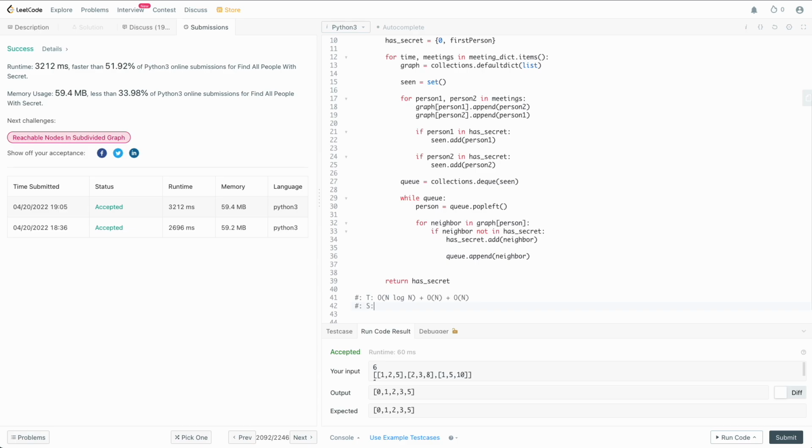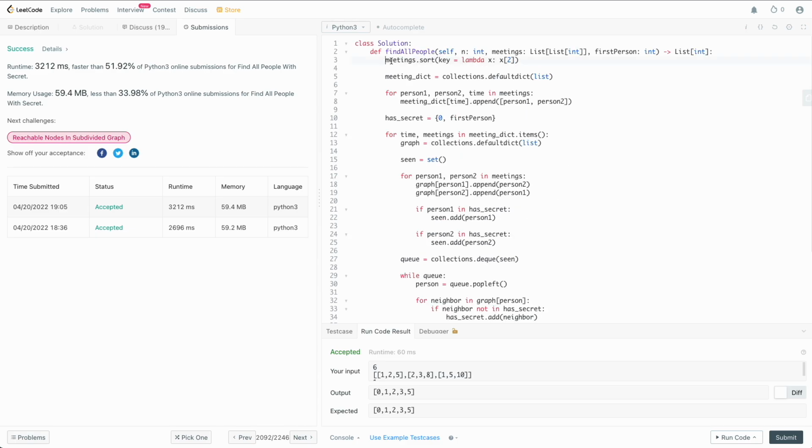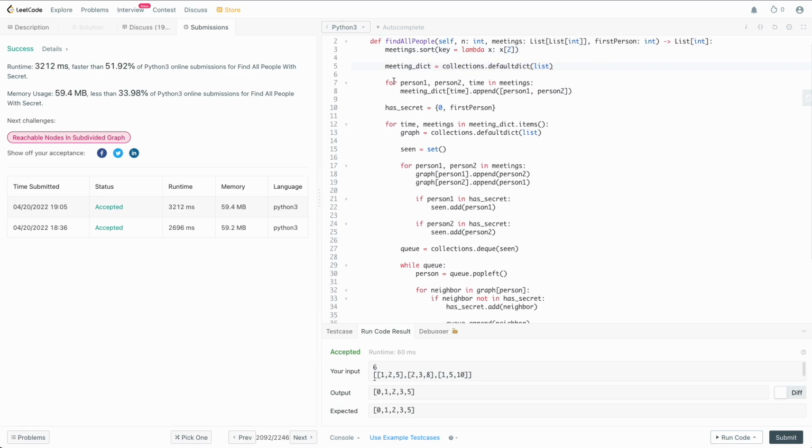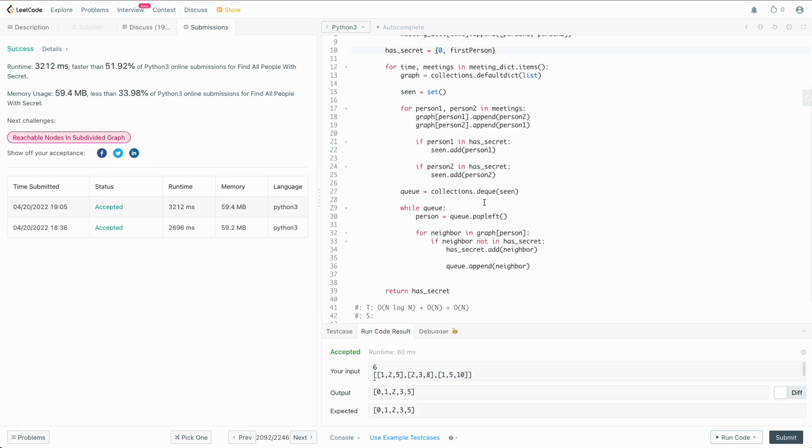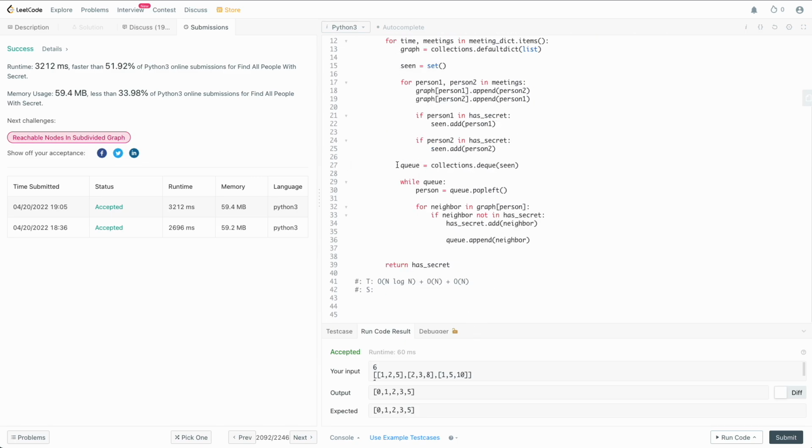In terms of the space complexity, to do a sort like this in place costs big O of n space, and then building the meeting dictionary is also going to be big O of n. Storing the has secret, in the worst case, everyone's going to have it, so that means it's also big O of n. And then our queue for the graph, again, it's just going to be storing all of the elements. So I think it's just going to be big O of n for the space.